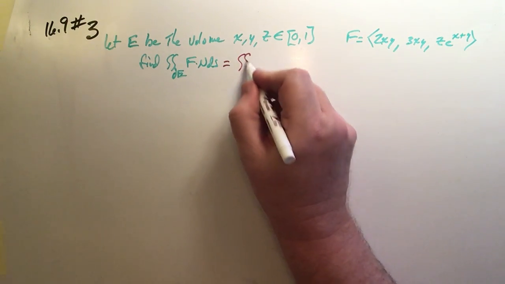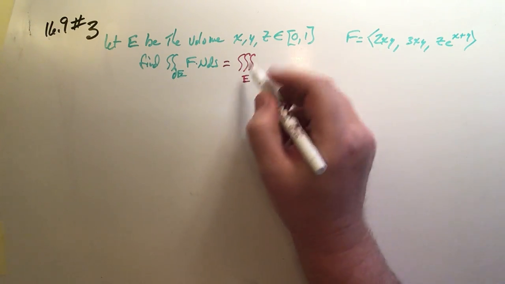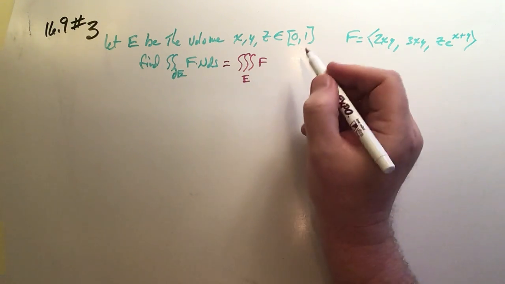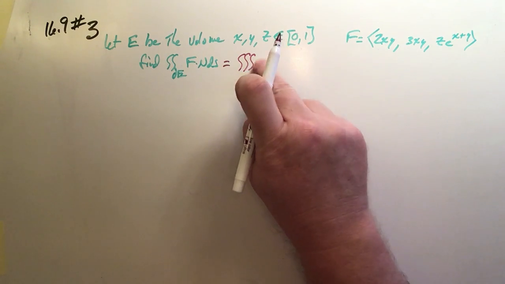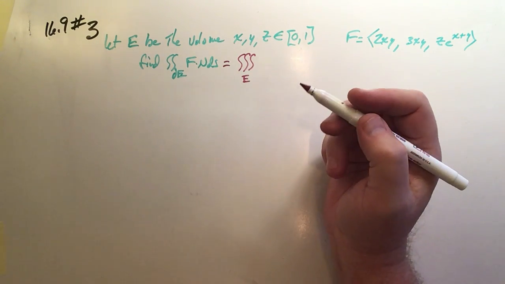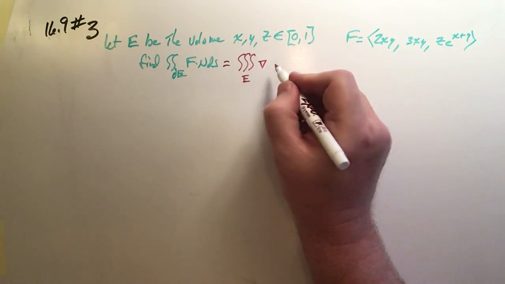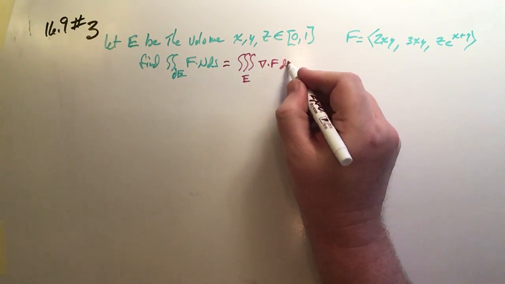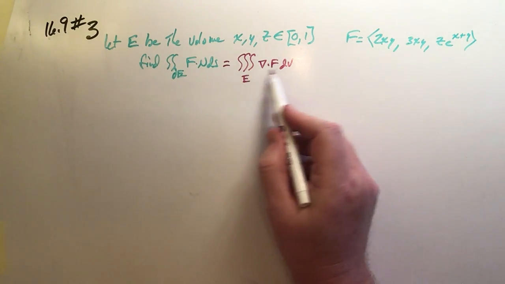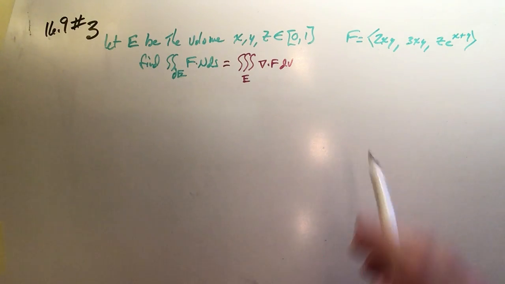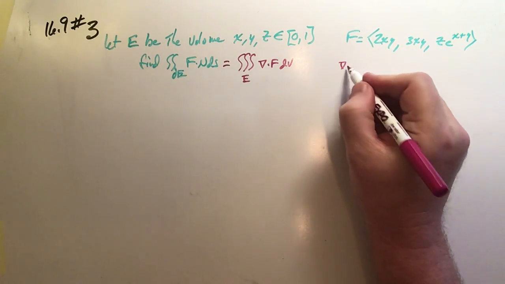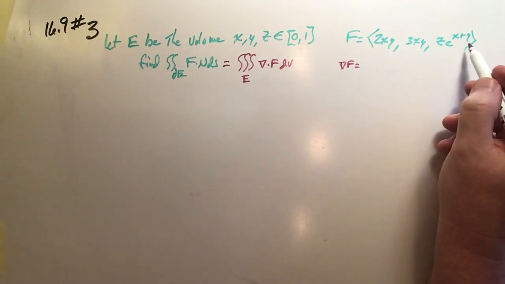The other side of this, of course, is the triple integral over E of the divergence of f dV. So that's what we want to do. We want to do this as a divergence problem. Okay, let's find the divergence of f and see how that works out.